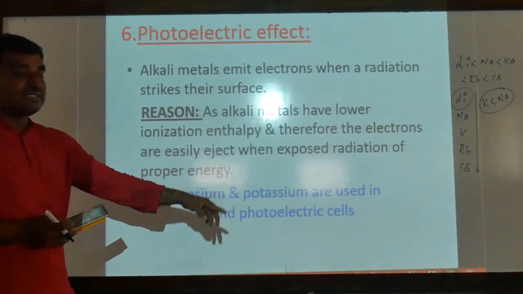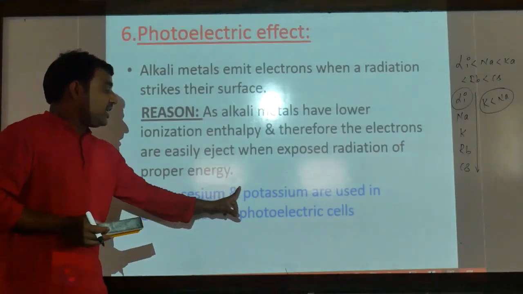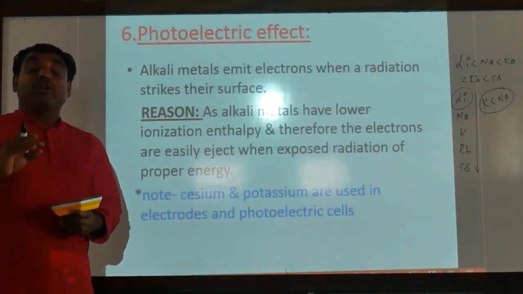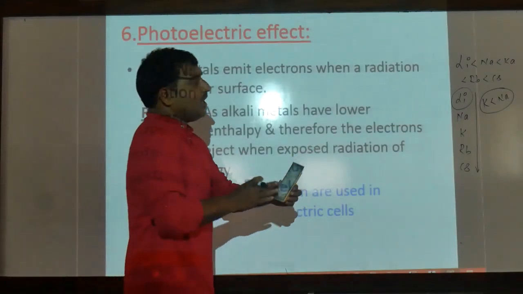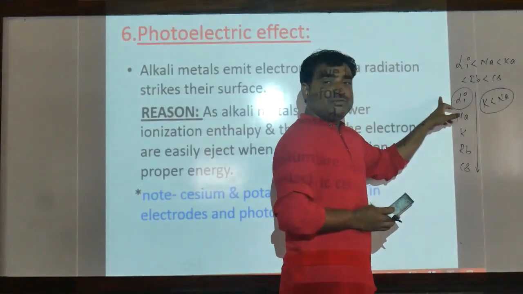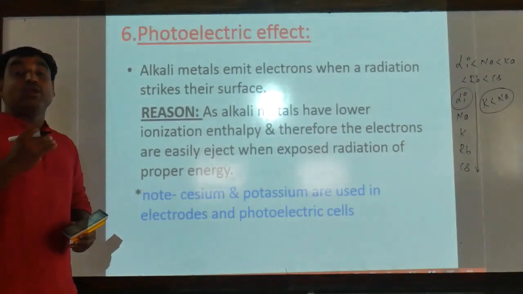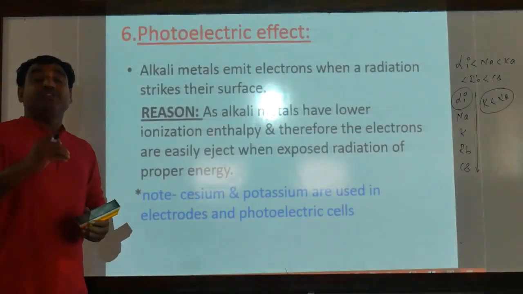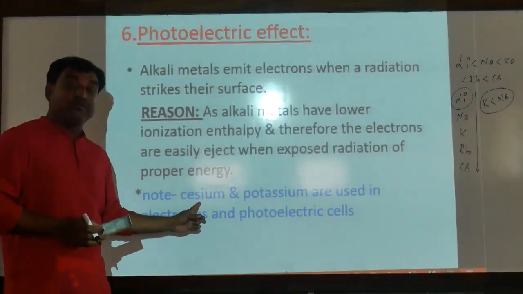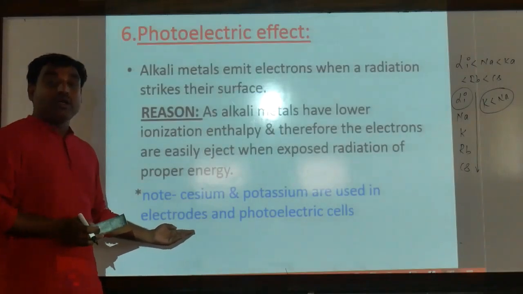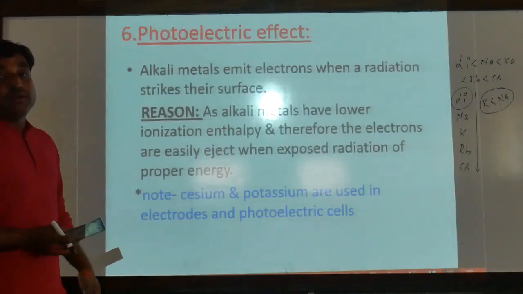We use these in photoelectric cells or as electrodes, because when radiation falls on them, electrons are easily ejected. Why do we use these? As we already know, from lithium to cesium the size increases. Size increases means less attraction and low ionization energy. Because of that, it will easily emit electrons when radiation strikes the surface. Hence these are used in photoelectric cells and also as electrodes in certain reactions.